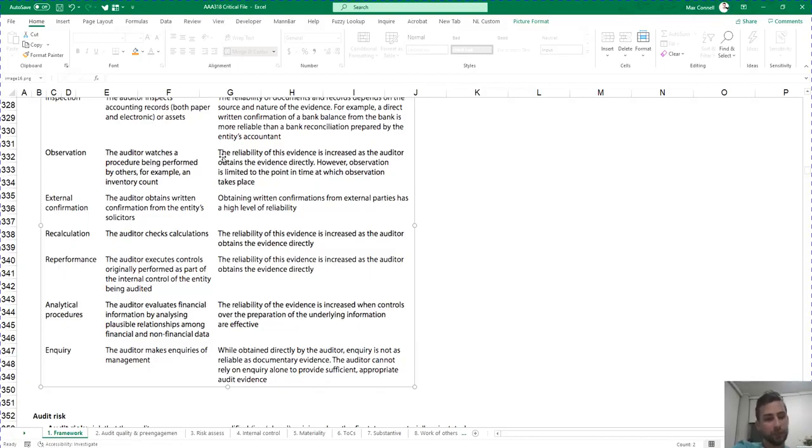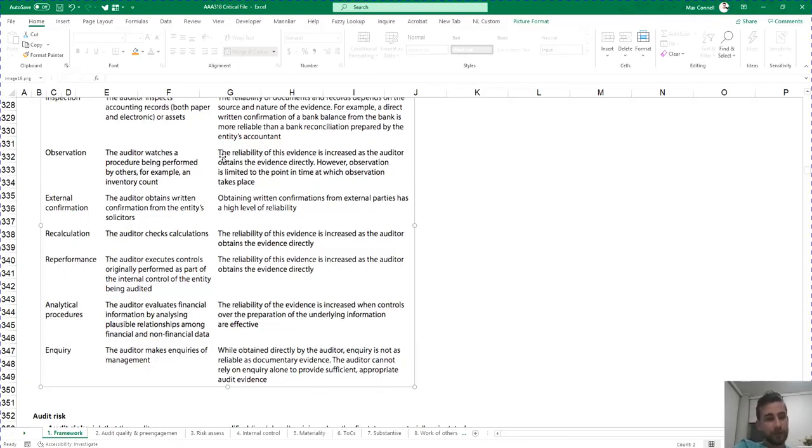If they had just done a simple confirmation, if they had just written to the bank and independently checked that the bank balance was there, they wouldn't have gotten into this mess, or they would have identified it a lot earlier. So that's actually the auditor's fault on this one, and they're in a lot of trouble for that.